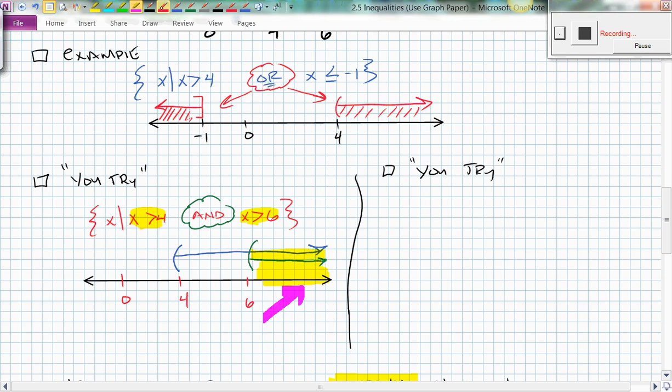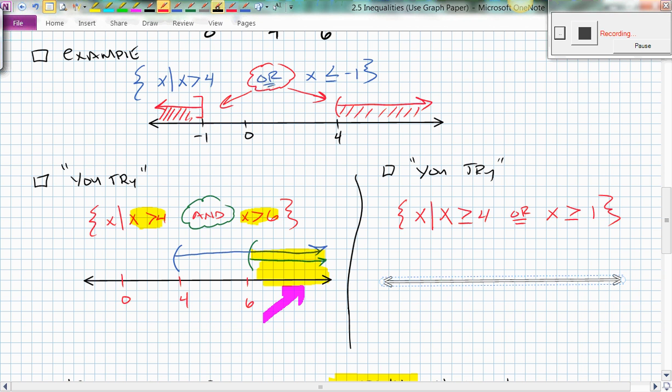Let's try another one here. Let's try the set. Oh, here we go. All x such that x is greater than or equal to 4, or there's an or statement there. X is greater than or equal to 1. Okay, let's get my number line going. Here we go. Here's our number line.